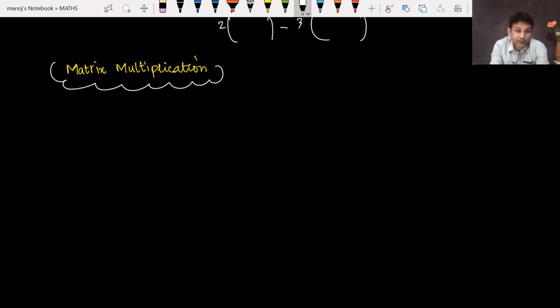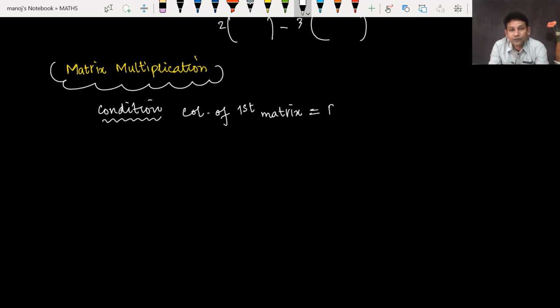I'm writing the condition here. The condition of multiplication is fixed. The number of columns of the first matrix should equal the number of rows of the second matrix. This condition is very important, and without it we cannot do the multiplication. When this condition is not met, it means multiplication is not possible.